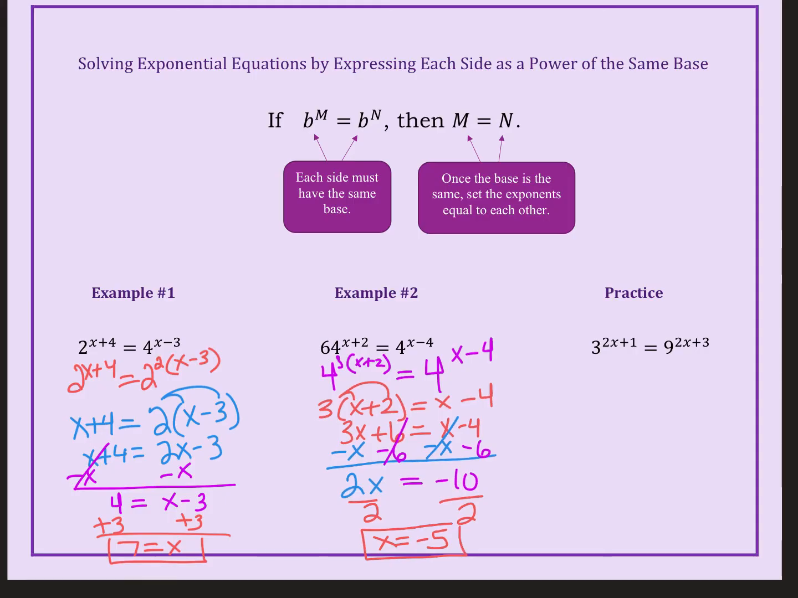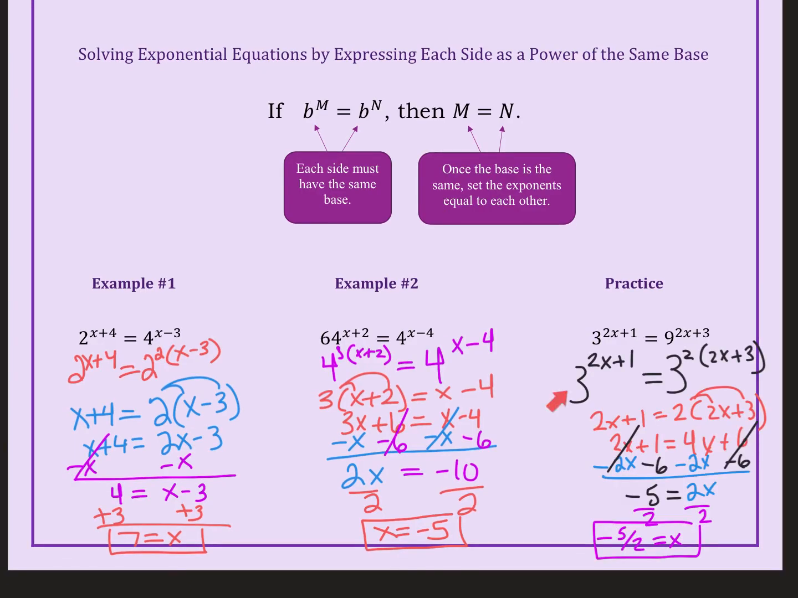So go ahead and pause this video here, and I want you to try the practice question on your own. Okay, go ahead and check your work here. So I had 3 squared was equal to 9, and this made my bases the same. Once my bases were the same, I went ahead and set my exponents equal to each other. I distributed, and by the time I solved, I got negative 5 over 2 equals x.